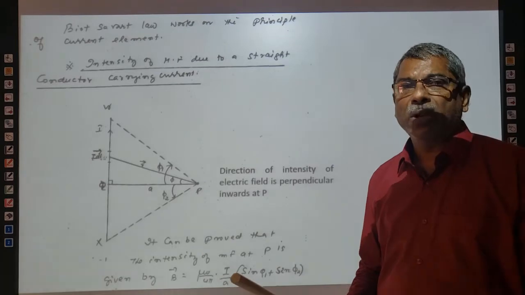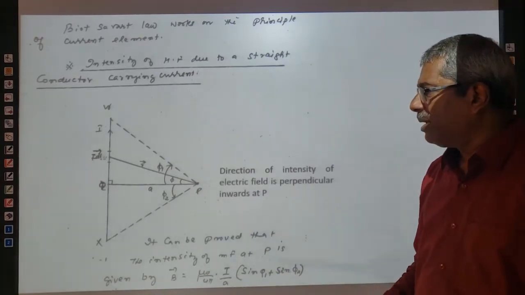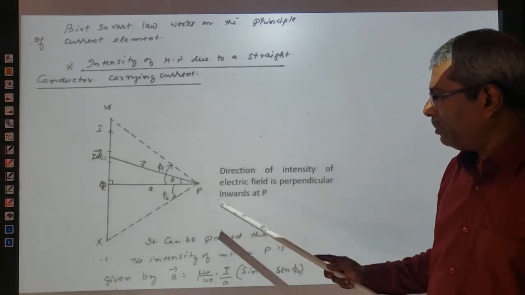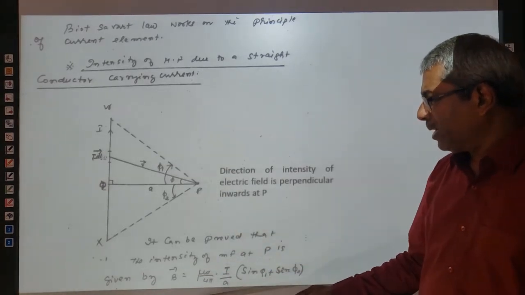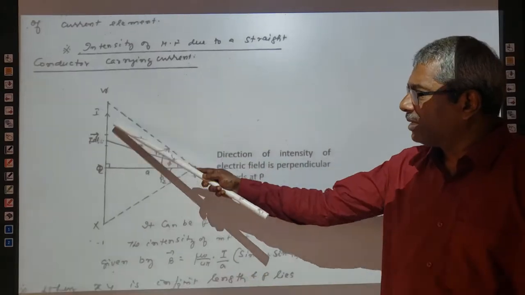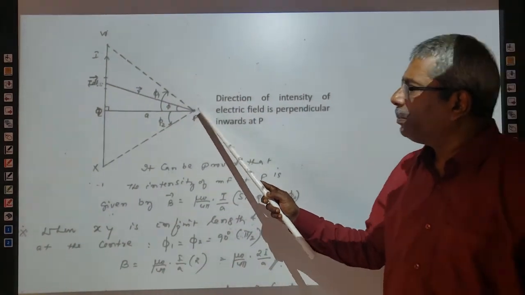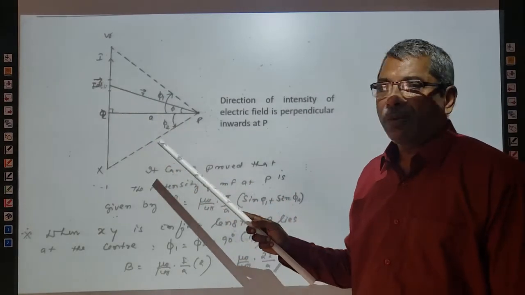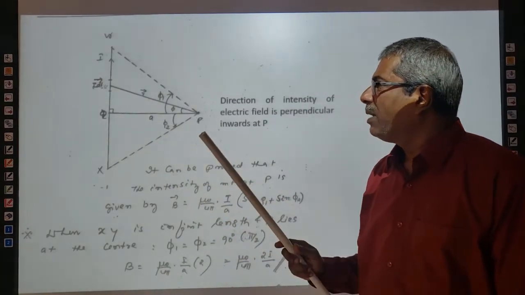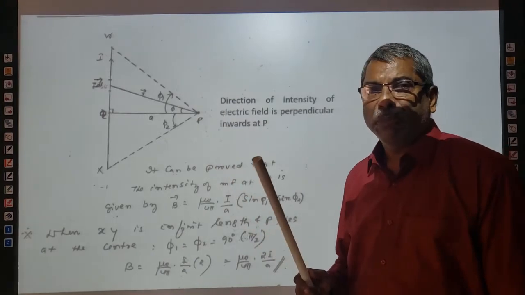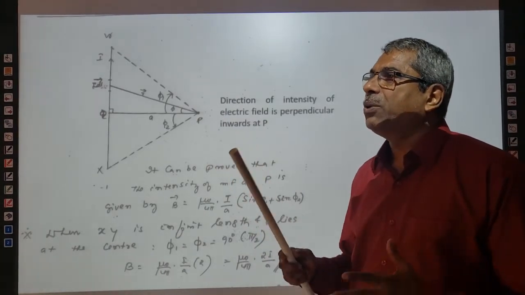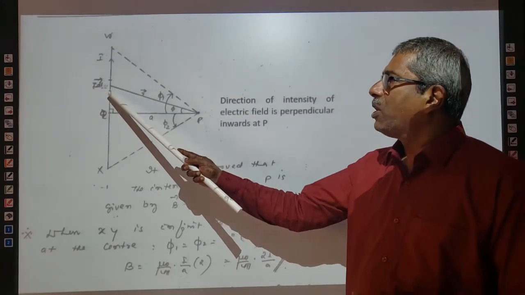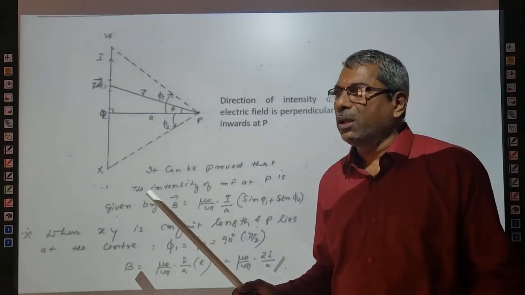This geometrical method, I am not going to derive that expression. That is not necessary for you this time. It can be proved. So everything is clear here. Point P is there. X is the conductor carrying current. We are explaining how to find the intensity of magnetic field at point P using Biot-Savart's law, right? To use Biot-Savart's law, what is necessary? A current element is necessary.